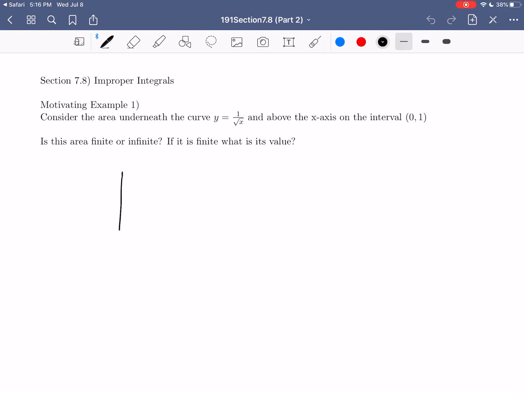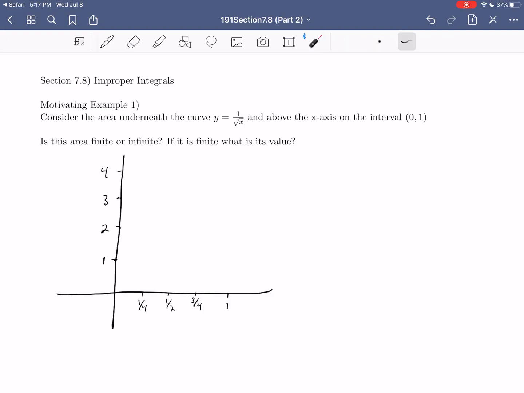So once again, let's take a look at a diagram of this. Now we're on a very condensed interval, so I'll label this as 1/4, 1/2, 3/4, and 1. And then we can do this axis as 1, 2, 3, 4, and so on. All right, so we're looking at y equals 1 over root x. Now, plugging in 1, we get 1 over square root of 1, so we have a point at (1, 1) there. That's going to be one end of the interval.